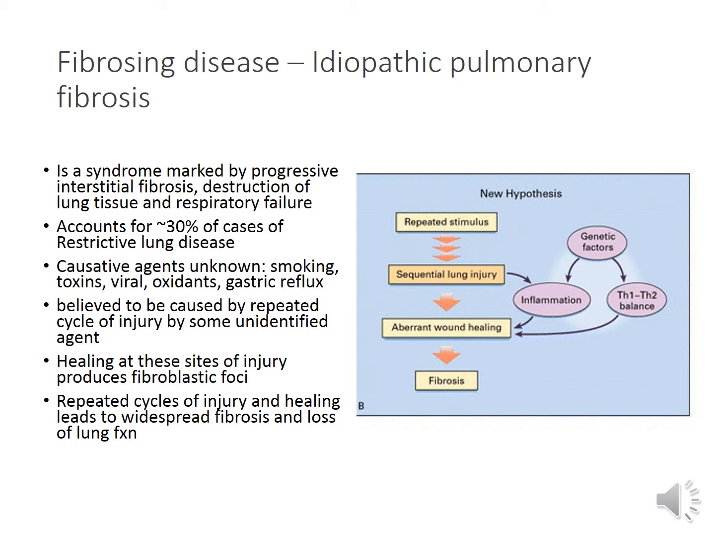Idiopathic pulmonary fibrosis is a syndrome marked by progressive interstitial fibrosis, destruction of lung tissue, and respiratory failure. It accounts for around 30% of cases of restrictive lung disease. The key feature here is fibrosis of the lung interstitium.